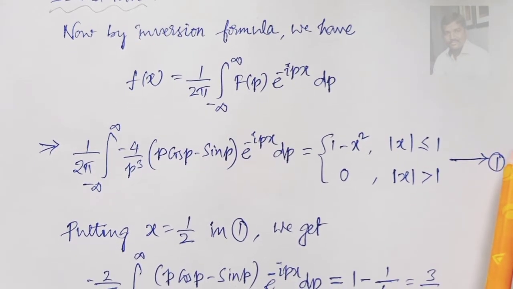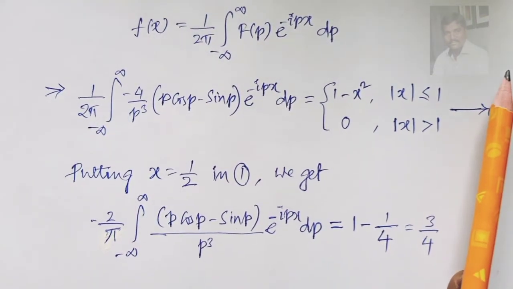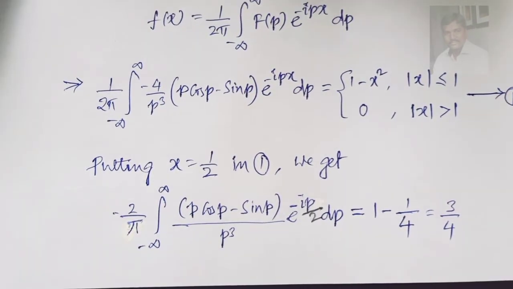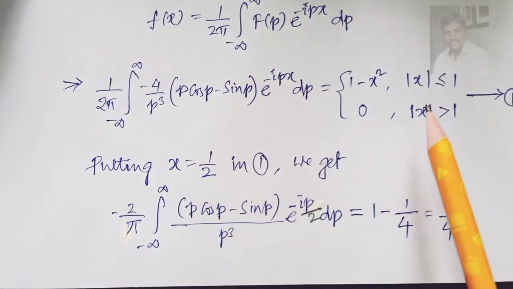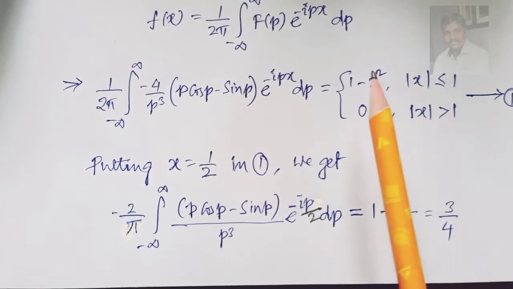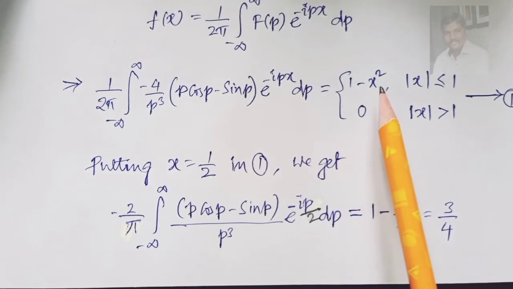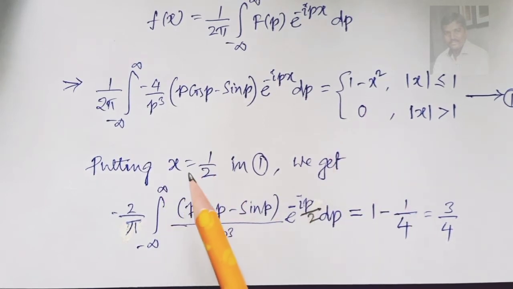Now in order to evaluate what they are asking in the problem, the first one, we put x equal to 1 by 2 in equation 1. We will get minus 2 by pi integral from minus infinity to infinity of p cos p minus sin p by p cube into e power minus ip by 2 into dp is equal to, and since x equal to 1 by 2 lies between minus 1 and 1, for x values from minus 1 to 1 f of x is 1 minus x square. Therefore we consider f of x as 1 minus x square, since I am putting x equal to 1 by 2.